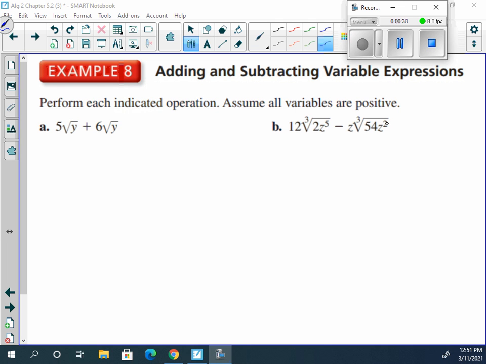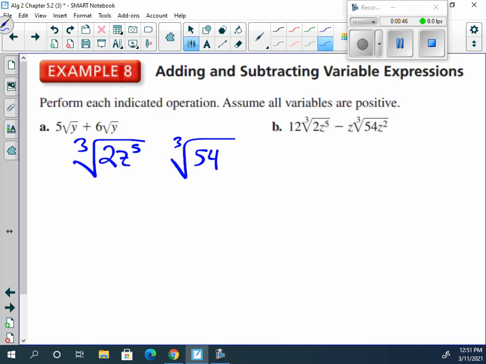Now, when we look at this, and I believe we started looking at this yesterday, we have the cubed root of 2z to the 5th that we need to simplify, and the cubed root of 54z squared. These are the two that we really need to simplify down because they have cubes in them. Now, when we look at 2z to the 5th, 2 is not something we can reduce because the cubed root of 2 is just going to be the cubed root of 2. There's nothing we can pull out.